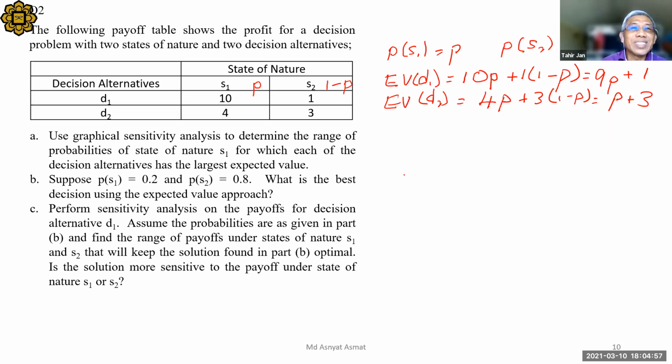Now what? Let's plot a graph. So this is a graphical sensitivity analysis. Let's say we have this vertical line as the expected value, EV, and somewhere across is the probability, P.